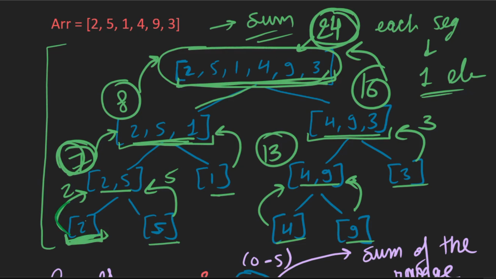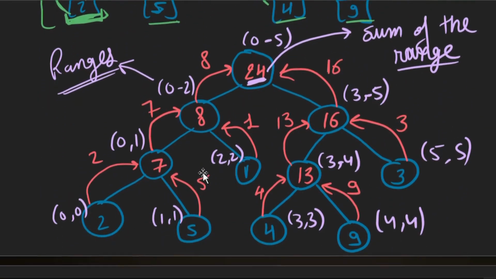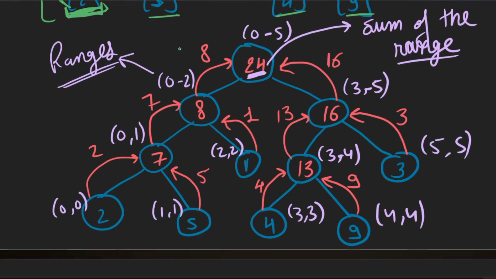Once we reach the leaf node, the leaf node will return the sum. For each node, we take the sum from the left node, we take the sum from the right node, and we store the sum at that particular node, right? So this way we'll build the segment tree. So if you see, this is what our segment tree will look like.